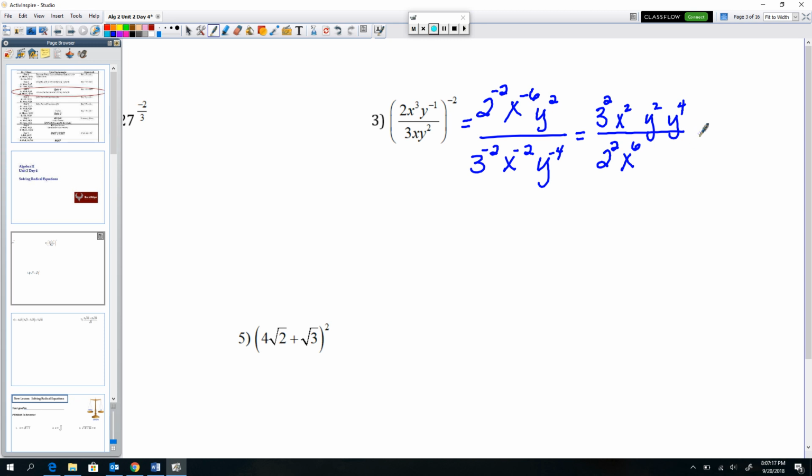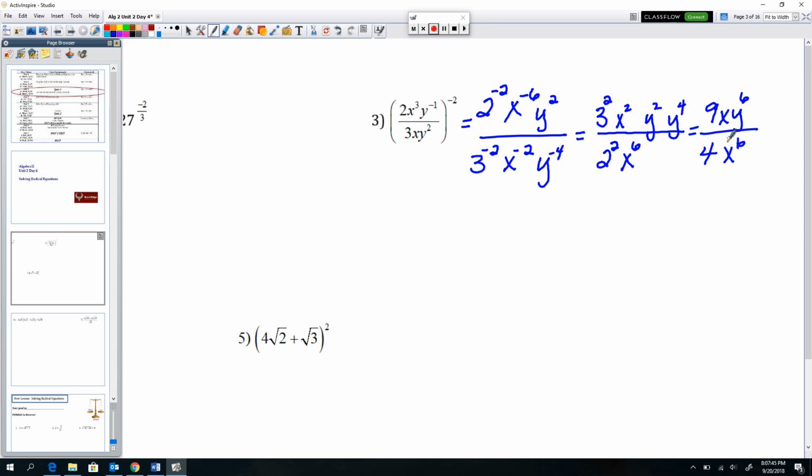At this point, I can start combining things. And again, if you have a different order that you'd like to follow, that's fine, as long as we end up in the same place. So 3 squared is 9. X squared. When I have y squared times y to the 4th, base to a power times base to a power, I add the exponents, so that's y to the 6th over 4x to the 6th.